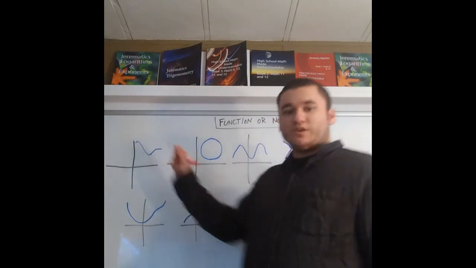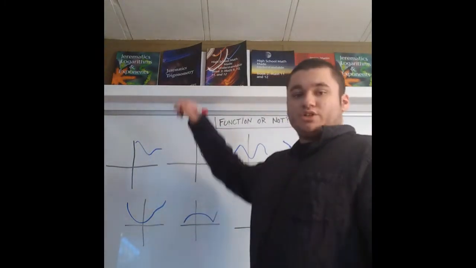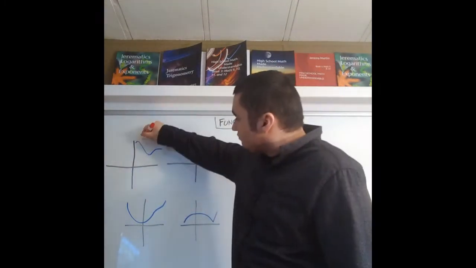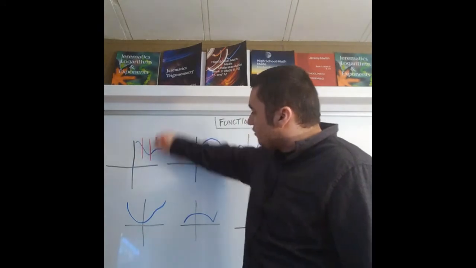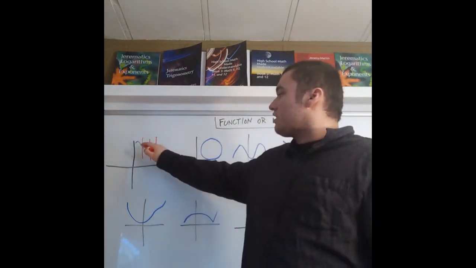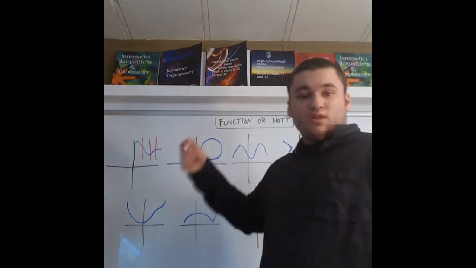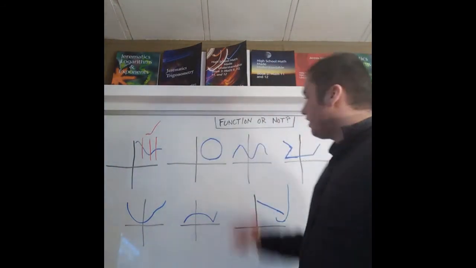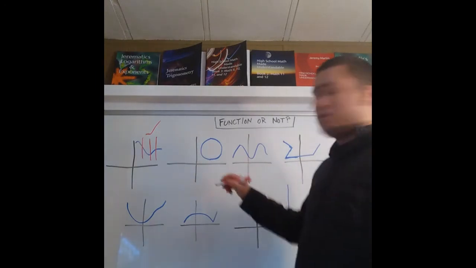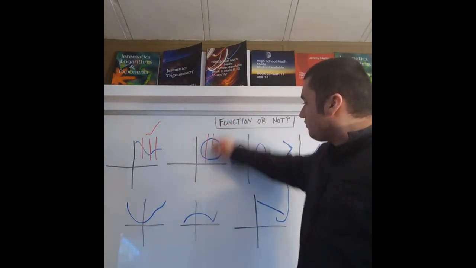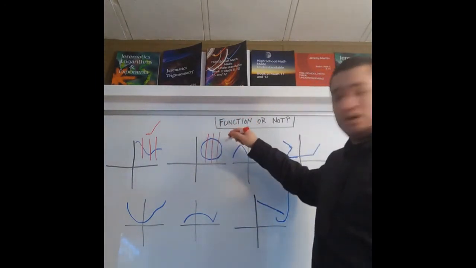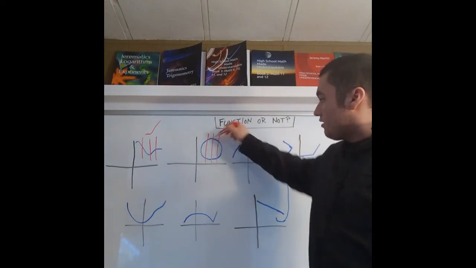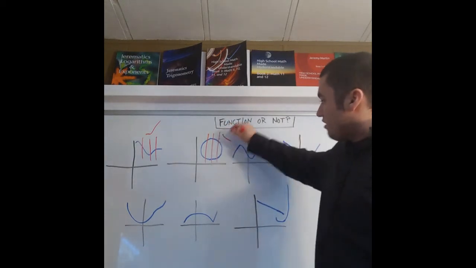So the first example over here, we draw a whole bunch of vertical lines through it, and see how many times a line passes through the function. And as you can see, it only crosses the graph once. So this one's a function. Check mark. Now we draw some vertical lines through the circle. Nope, this one's not a function because look, it crosses twice. The line crosses twice. So that's not a function.